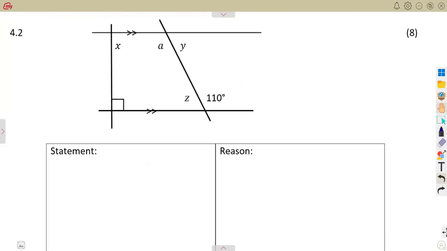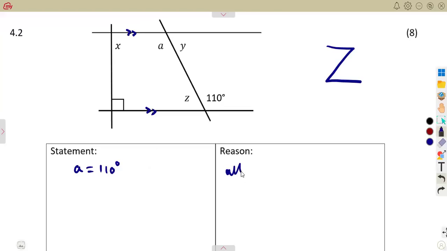4.2. We need also to find this one, 8 marks. Okay, let's see. How can we determine A? Because we're given parallel lines, these two lines are parallel. So angle A can be calculated or stated. Remember, there we are forming a Z, alternate angles where we form a Z, just that this is a stretched Z. So A is equal to 110 degrees.